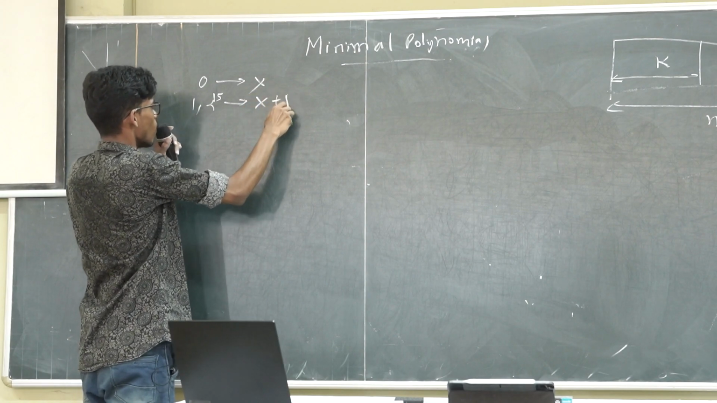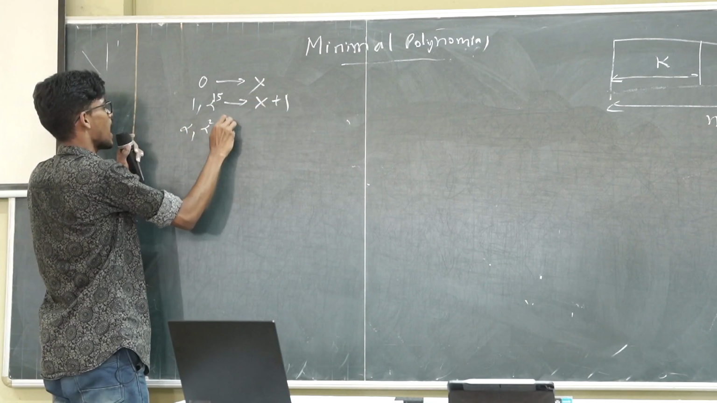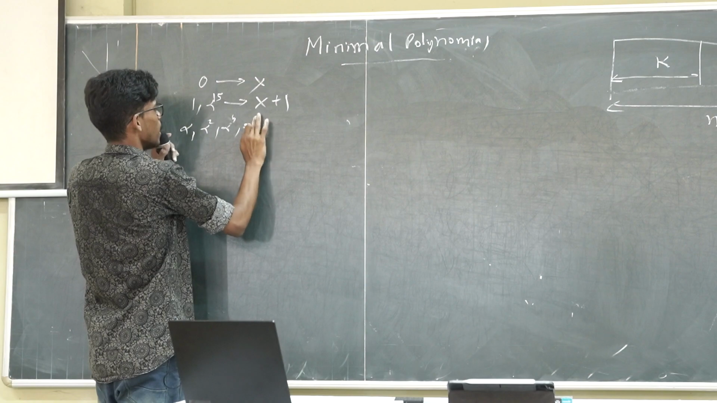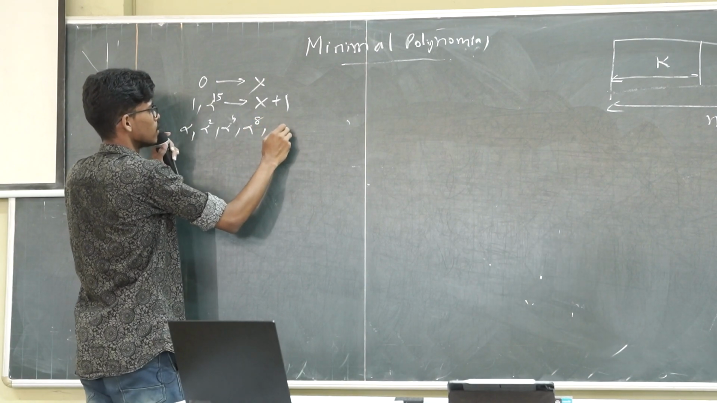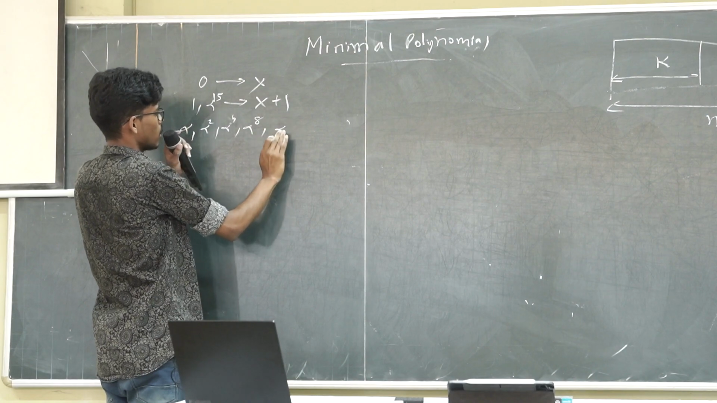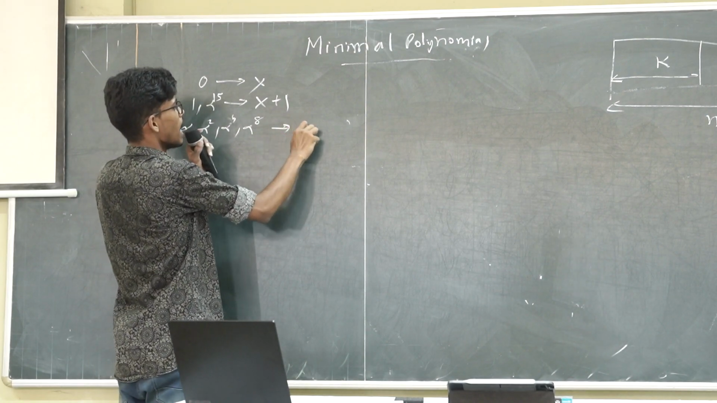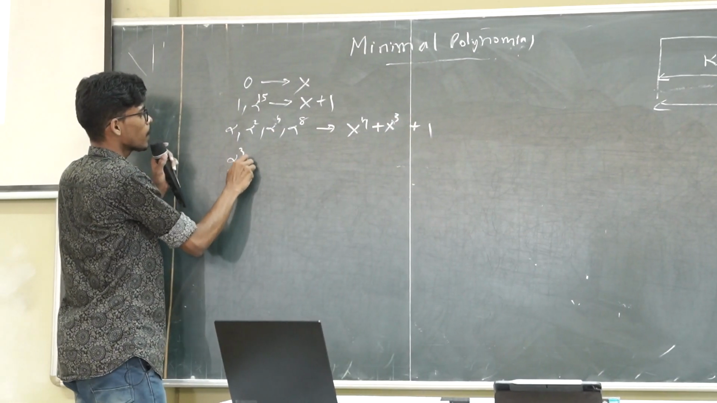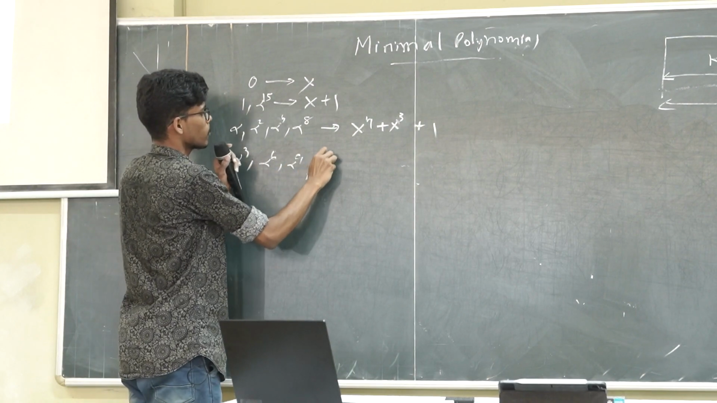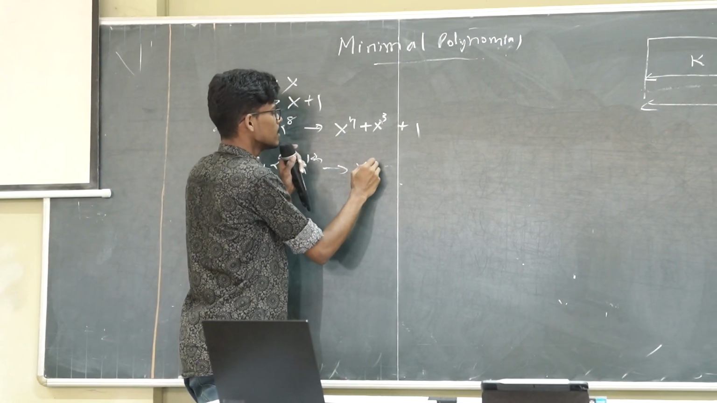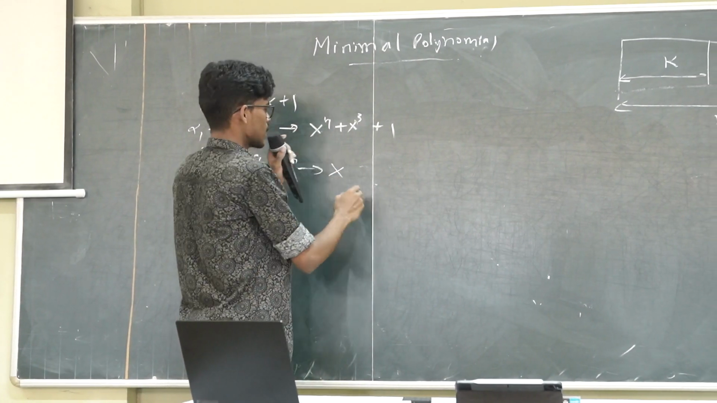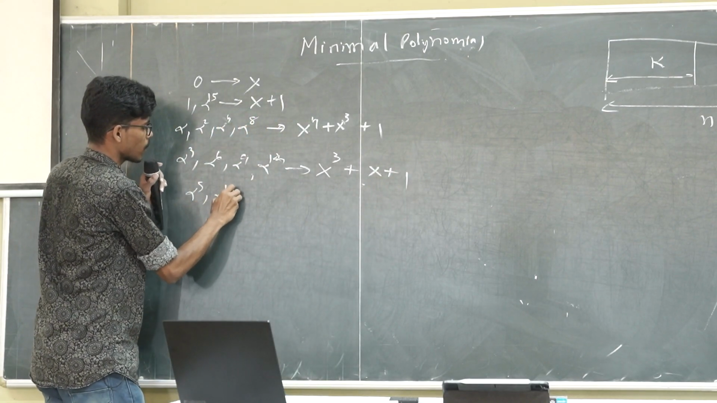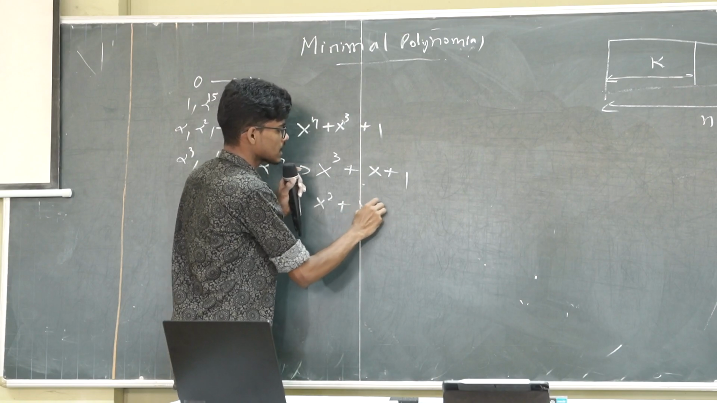X plus 1, and for alpha square, alpha to the power 4, alpha to the power 6, alpha to the power 8, that's it. It is x power 4 plus x plus 1. And for alpha to the power 3, alpha to the power 6, alpha to the power 9, alpha to the power 12, it is x to the power 4 plus x cube plus x square plus x plus 1. For alpha to the power 5, alpha to the power 10, it is x square plus x plus 1.